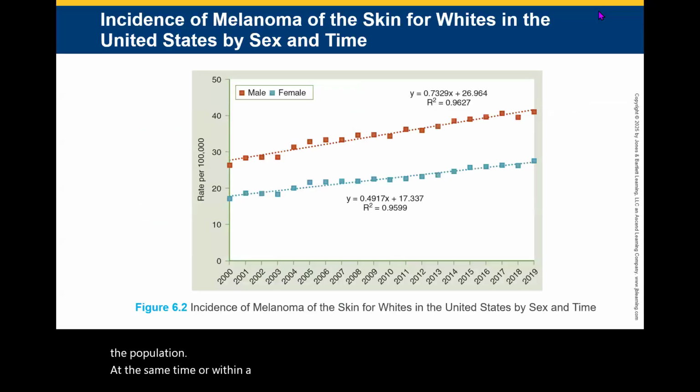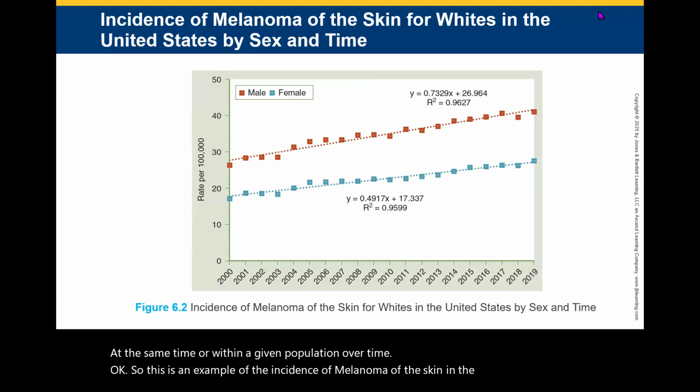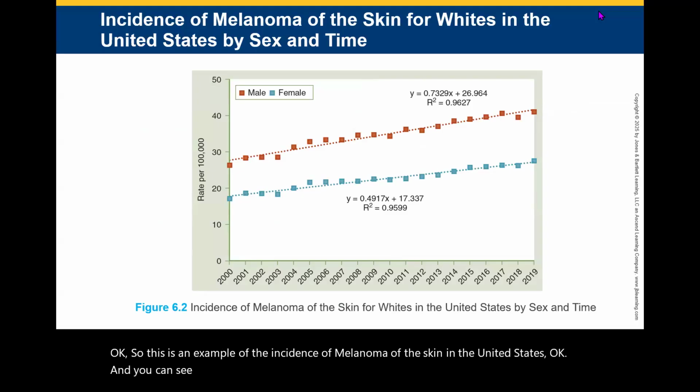This is an example of the incidence of melanoma of the skin in the United States. You can see this is by sex and time, or by gender and time.